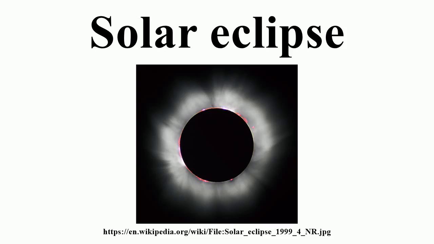Typically, the umbra is 100 to 160 km wide, while the penumbral diameter is in excess of 6,400 km.